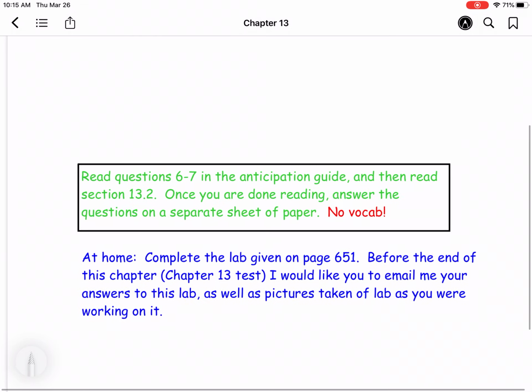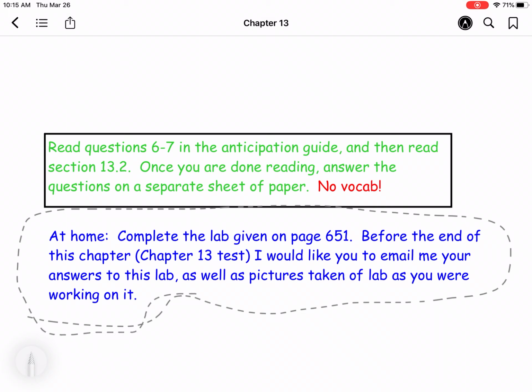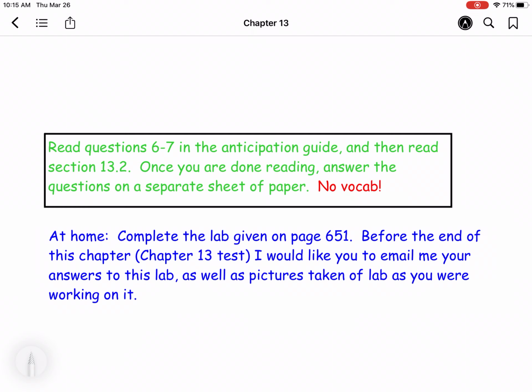All right. So after doing this, you can do read question 6 and 7 anticipation guide, and then read the section. Oh, there's no vocab. Isn't that nice? Okay. There's a lab on page 651. You don't have to email me or anything like that. What I do want you to do is just try it if you like. If you've got a few minutes, you're just hanging around, try this lab out. You can actually measure what frequency your microwave is at. I believe this is the microwave lab. It's pretty cool. So give that a shot.